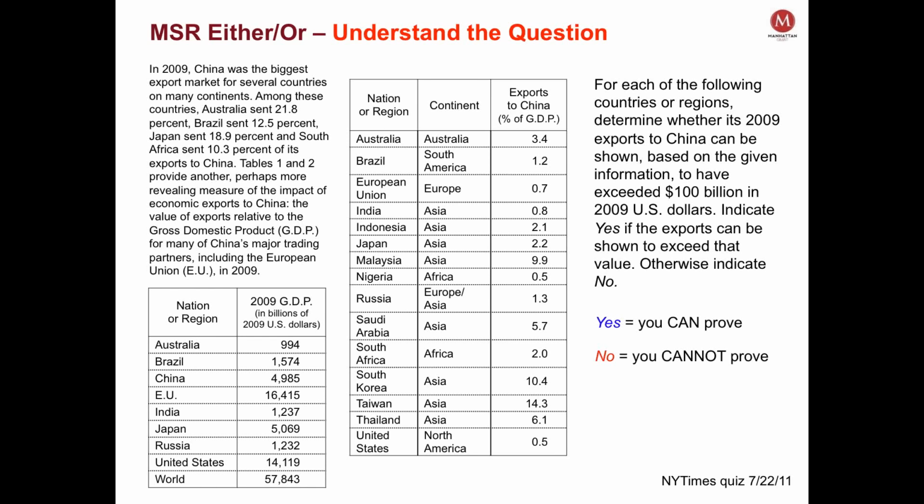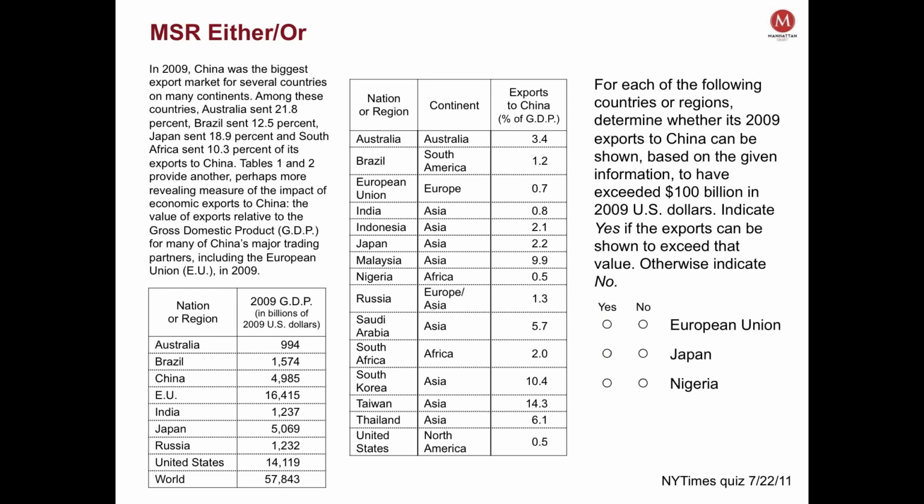Let's take a look at the actual panel now. Again, you have to get all three of these right to get the question right. Anybody notice anything looking at these? We've got European Union, we've got Japan, and we've got Nigeria. Anybody notice anything looking at the charts?